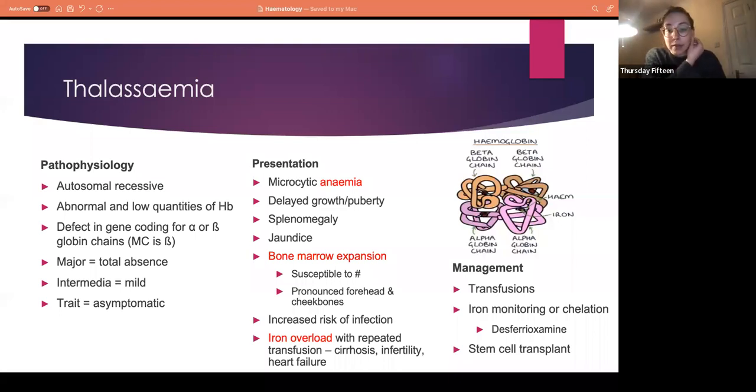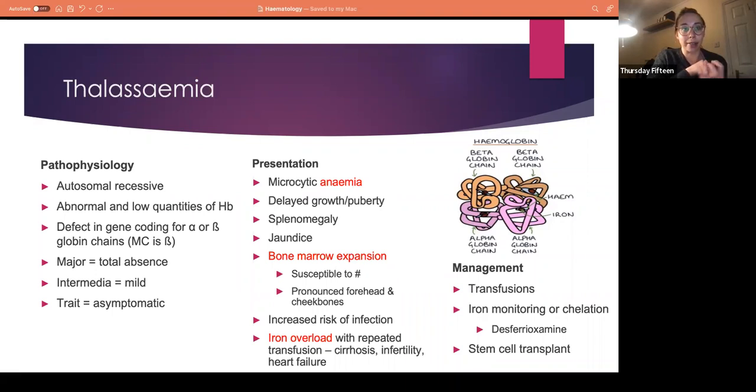They're at increased risk of infection, and when you treat these patients with repeated transfusions, they can get iron overload. So you need to be really careful to watch out for that when you're giving lots of transfusions to people, because that can cause cirrhosis and infertility and heart failure. And it can also damage your endocrine system as well. So as I've said, the management is essentially with transfusions and iron monitoring or chelation.